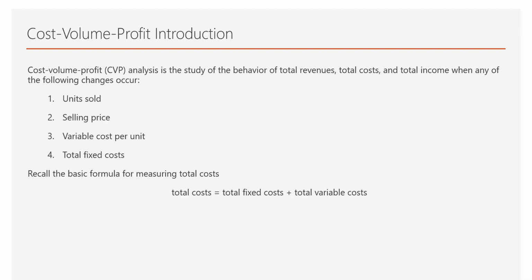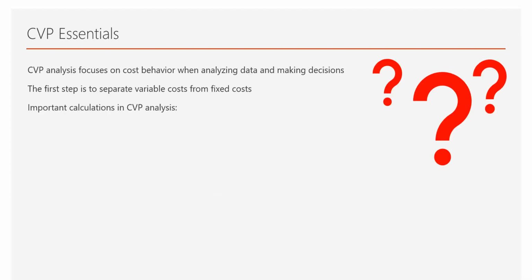That will help expand your understanding if you need to refresh with regards to fixed and variable costs and how they behave. Understanding those behaviors will aid you greatly when we're doing cost volume profit analysis here. So CVP analysis, and CVP is just an abbreviation for cost volume profit analysis, focuses on the cost behavior when analyzing data and making decisions.